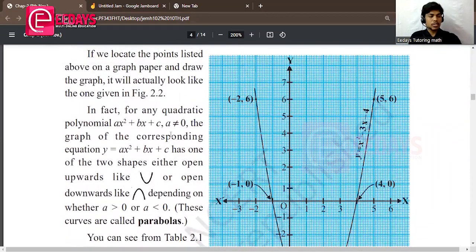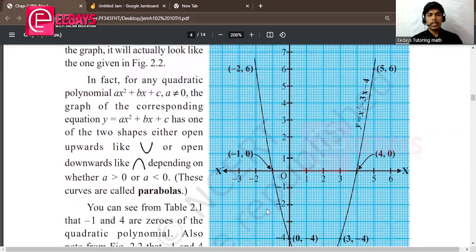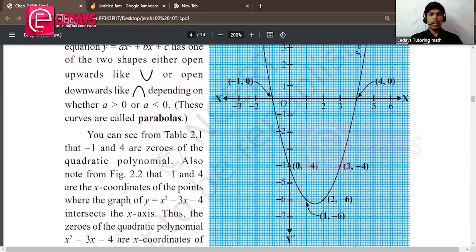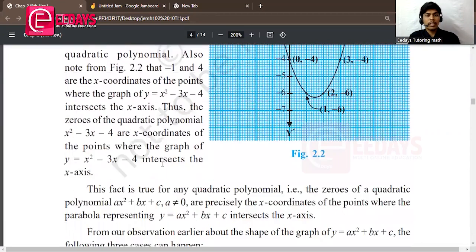How can you find the zeros? By seeing the graph. Observe here the corresponding graph. In the corresponding graph, ax square plus bx plus c, the two shapes look like U, in the upward direction. Shapes open in the upward direction or open in the downward direction. It looks like a parabola or else a curve. After taking the points and substituting over there, I'll get the points like this.